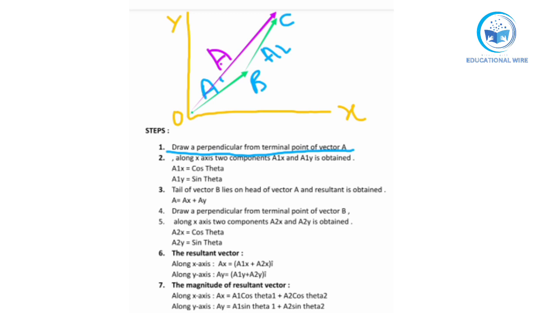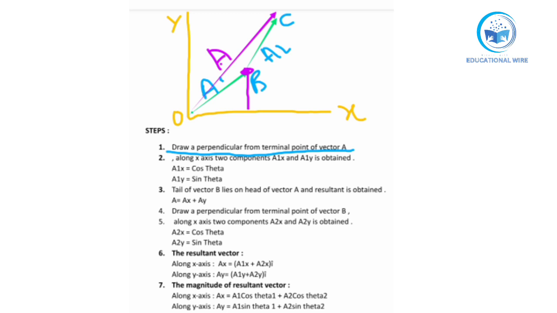Okay, now let's move further, it says to draw a perpendicular from the terminal point of vector A. So where is the terminal point? This is the terminal point of vector A. So we will just make a line over here, perpendicular along the x-axis.